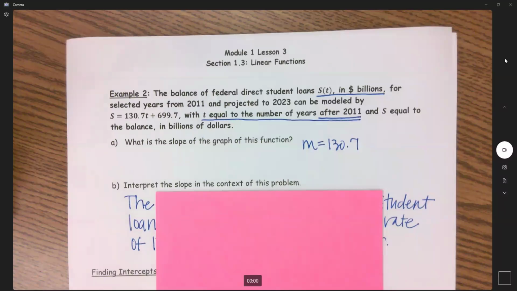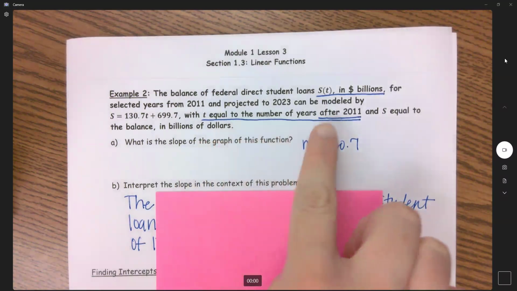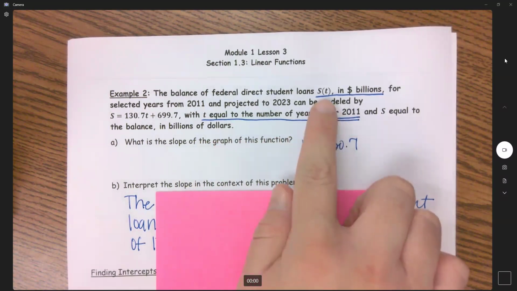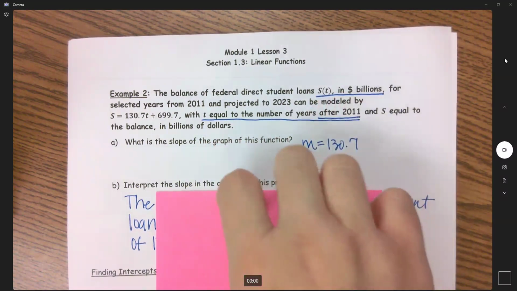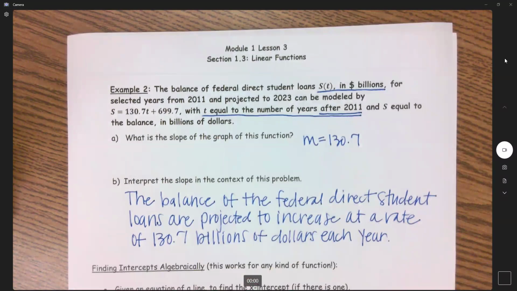Hopefully you've had time to pause. If not, this is your last chance. Interpreting the slope in the context of this problem: if t equals the number of years after 2011, and what this equals is our number of billions of dollars, then the slope is representing the balance of federal direct student loans to be increased at a rate of 130.7 billion dollars each year.